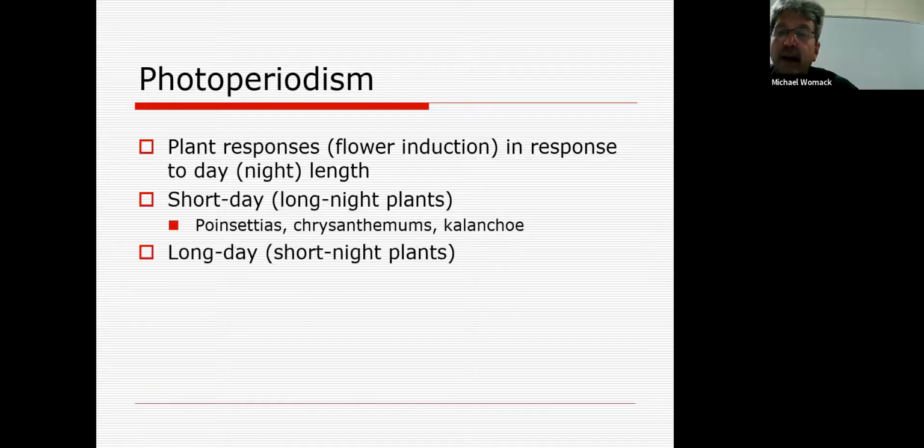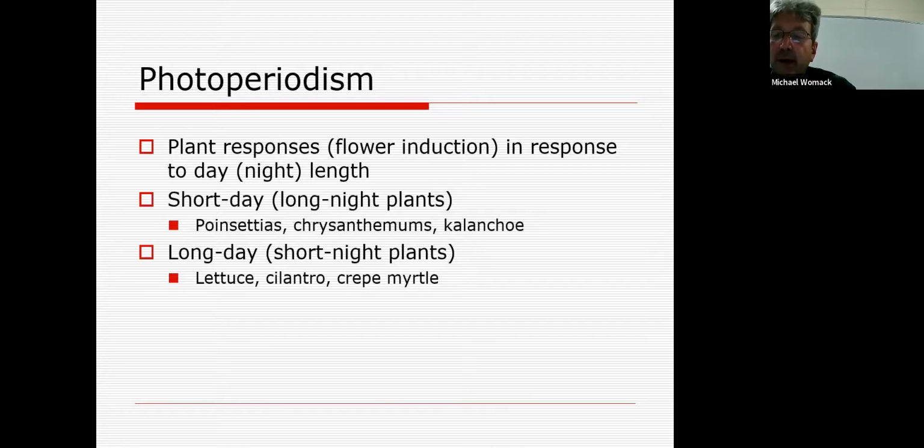Your long day plants take short nights. Things like lettuce, cilantro is another one of those. Anyone try to grow cilantro in the summer? It just seems like you can't get it to do it. But as soon as the days start to get shorter, August, September, October, you start being able to grow it really well again, because it will go into flower mode when the days get long.